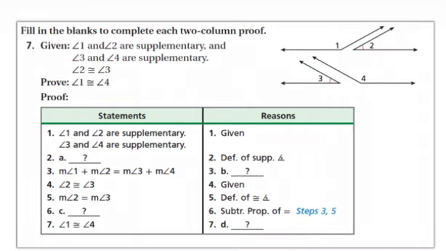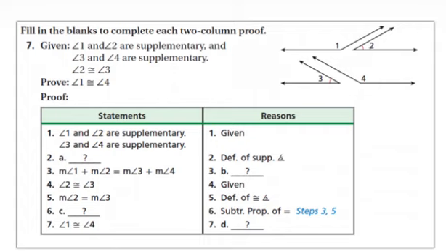Alright, given angles 1 and 2 are supplementary, and 3 and 4 are supplementary, and angle 2 is equal to angle 3, let's prove angle 1 is equal to angle 4. Well, this is actually a theorem that we already learned. If 2 angles are supplementary to the same angle, then those 2 angles are congruent. This is kind of using that, but backwards. So let's go ahead and give it a look.